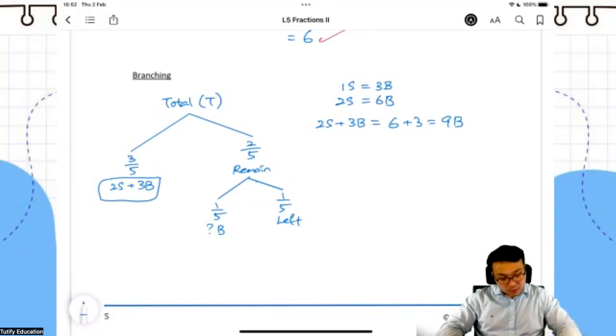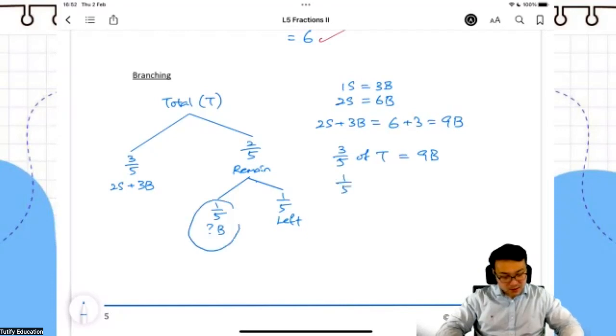What do we know? This is 3/5, right? Which is equivalent to 9 basketballs. So we can just say 3/5 of the total is 9 basketballs. Now I can find what is 1/5. There, this one. I'm trying to find this question mark.